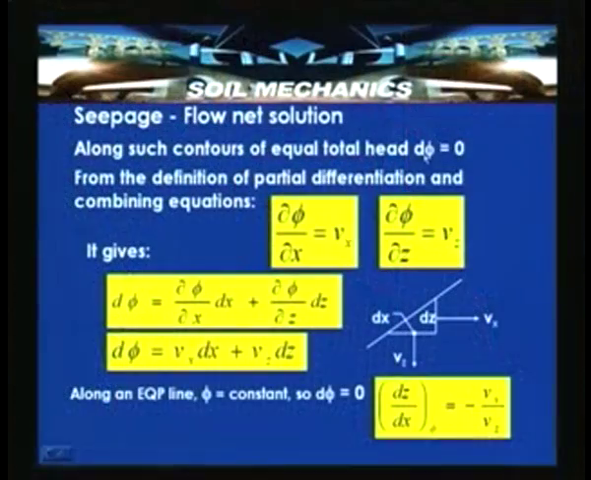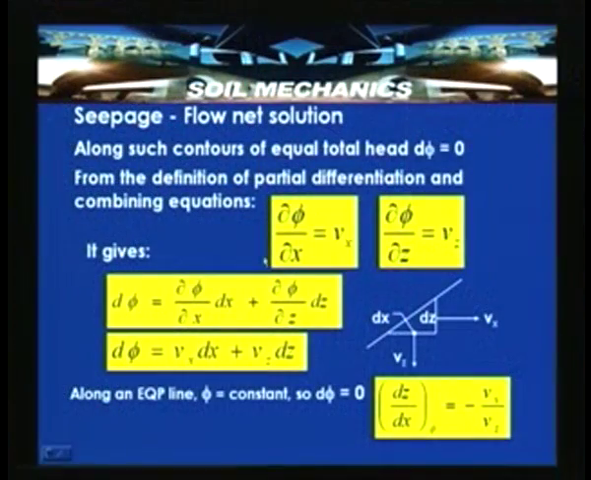For that, along such contours of equal total head, we can say that d phi is equal to 0, that is, the change in potential head along a particular potential line is 0. So, from the definition of partial differentiation and combining equations, dou phi by dou x is equal to Vx and dou phi by dou z is equal to Vz, it gives d phi is equal to dou phi by dou x dx plus dou phi by dou z dz.